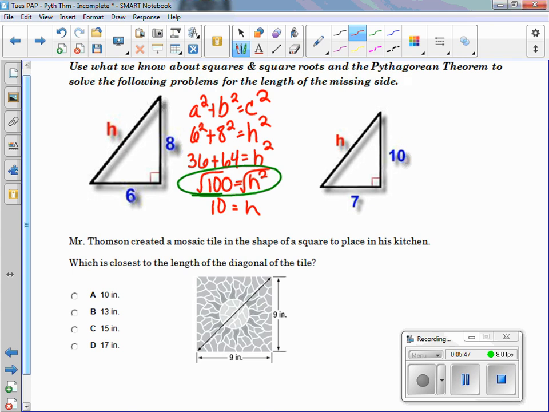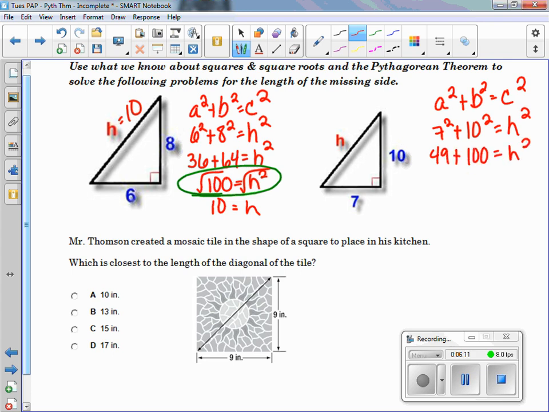But what you really just need to be doing, once you get to this point, is saying what number times itself gives me 10. So this side is 10. The next one is going to be a squared plus b squared equals c squared. Again, I have 7 squared plus 10 squared equal to h squared. 7 squared is 49, 10 squared is 100. I don't know h squared. So this is going to give me 149 for h squared.